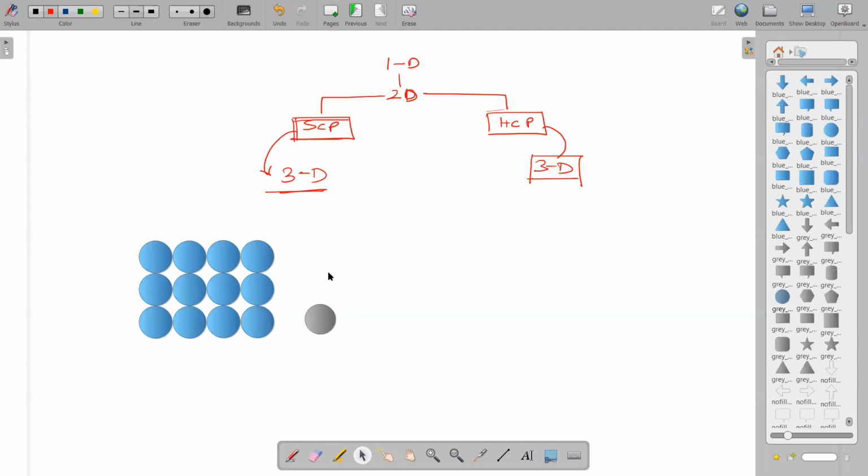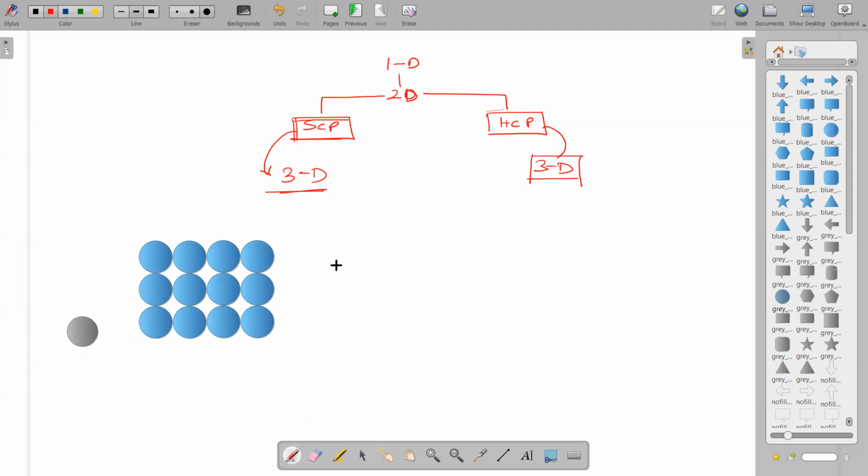Okay, I've made the upper layer of balls, though it's a bit small. So what I will do is add a layer here. I have added a gray ball just to differentiate between the top layer and the blue layer. Now, as soon as I put the ball here, you would have said, sir, we can also put the ball here. So again, in 2D also, from square close packing to 3D, we can have two options, correct?